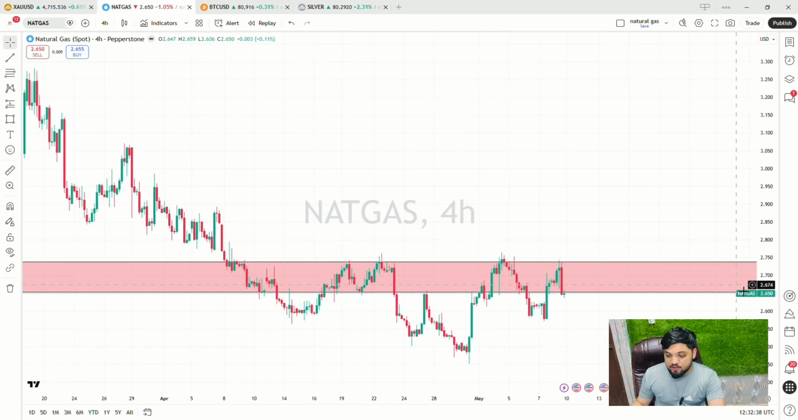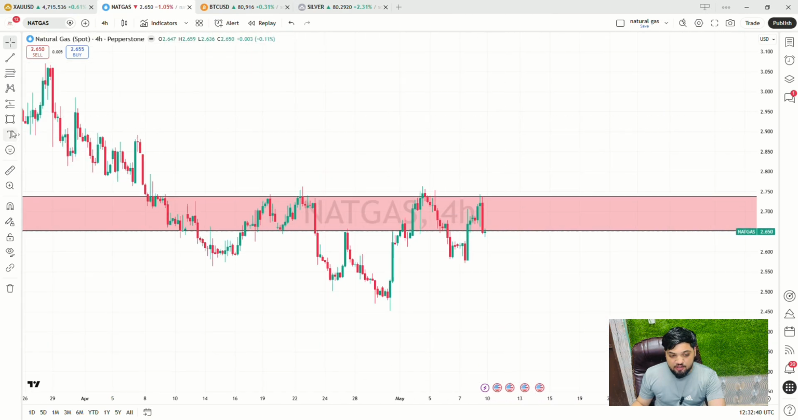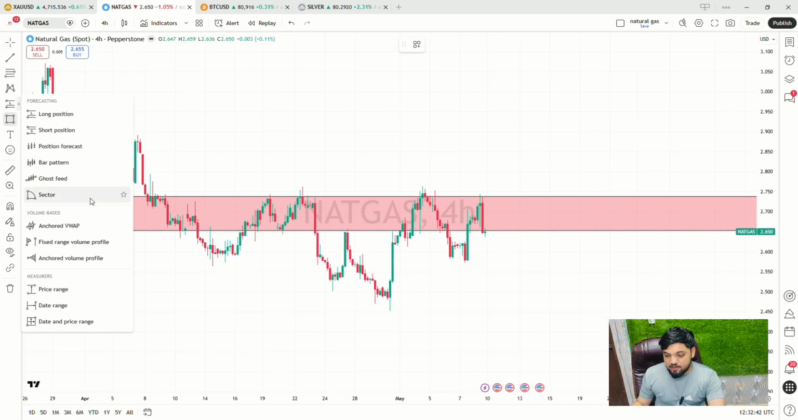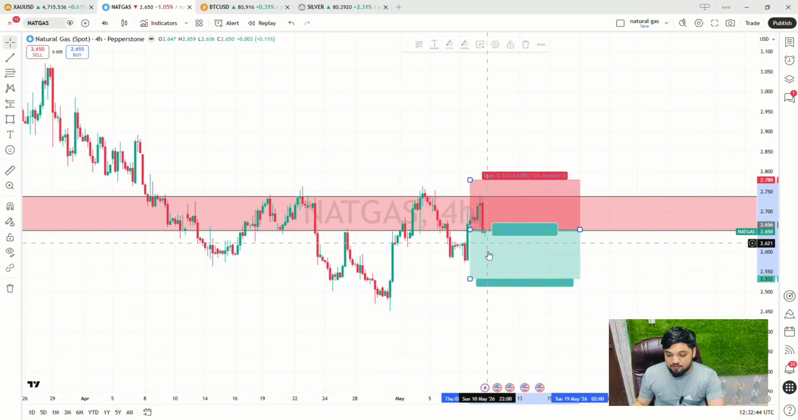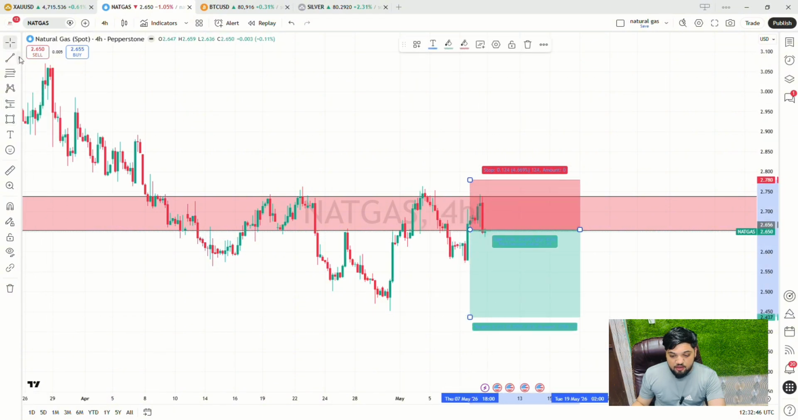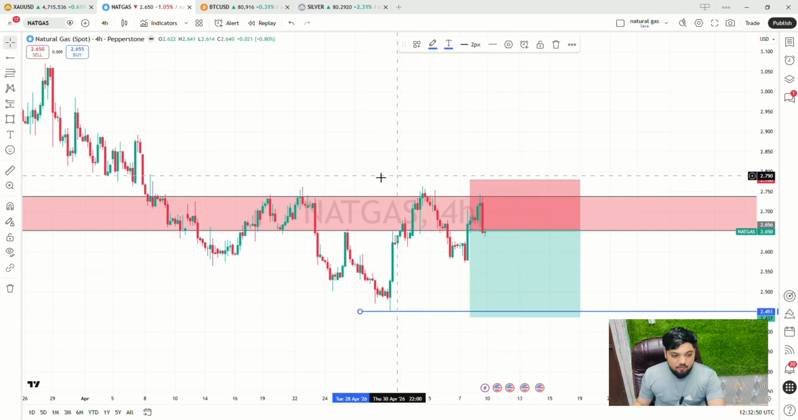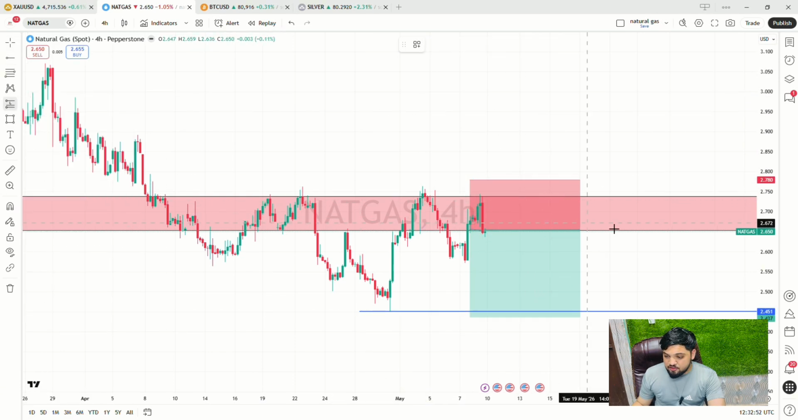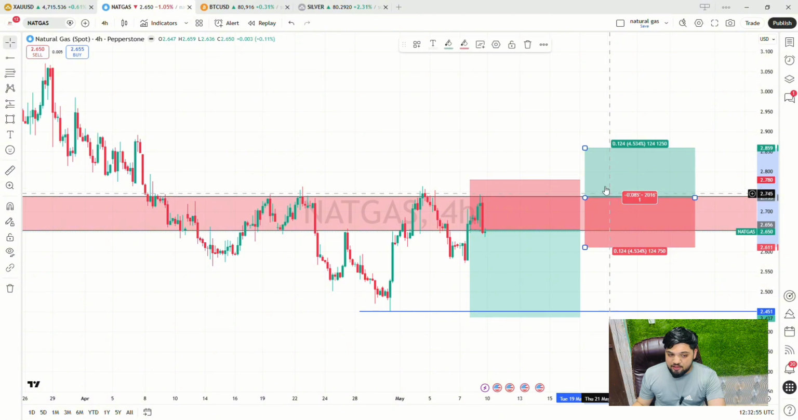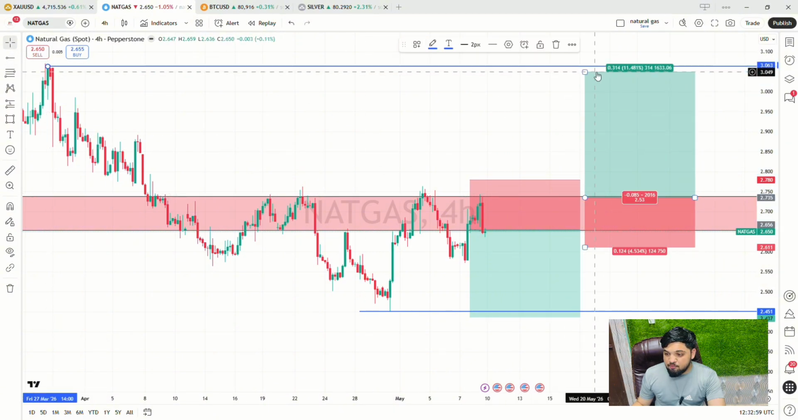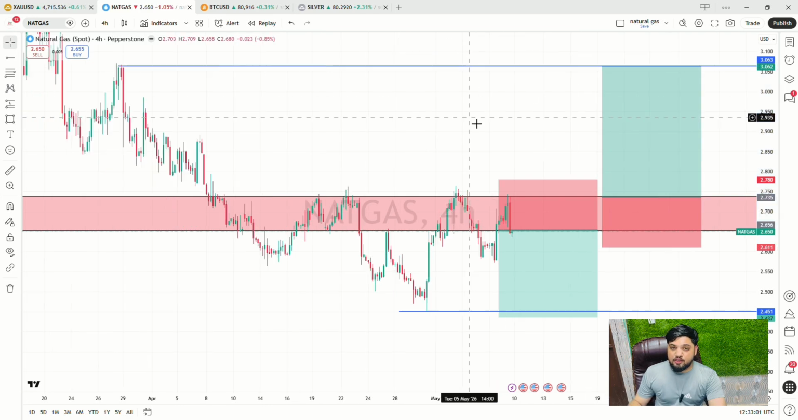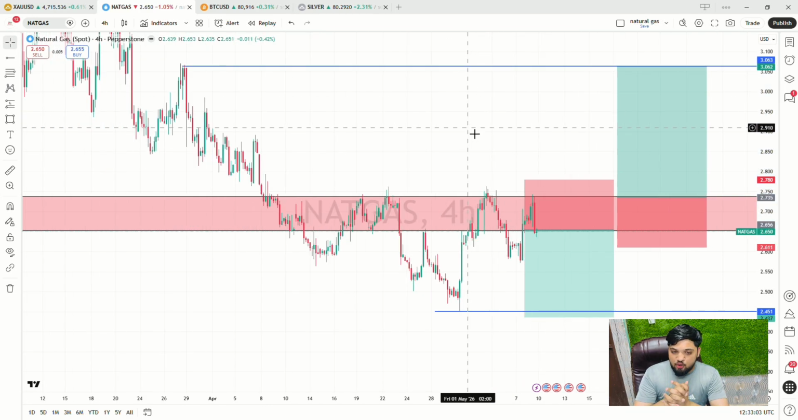You have to take the sell entry when the market is below the zone, just like that. If the market is here, sell the prices towards the last low, and your stop loss will be above the structure. If somehow the market breaks the structure, you have to take the buy entry, and the stop loss will be below the structure, below the zone. So these are both moves that you can capture in natural gas, and this is very important and authentic. Natural gas is already done, so let's move to Bitcoin.